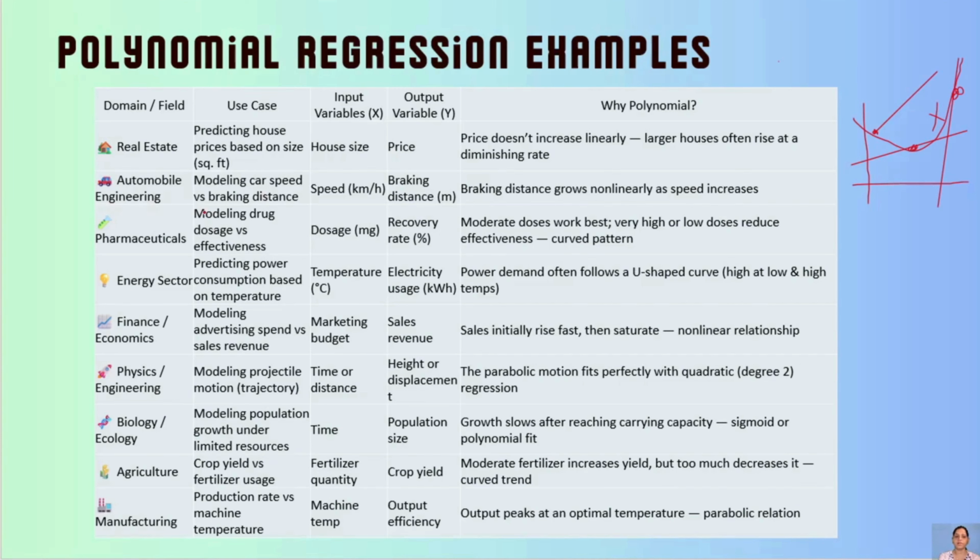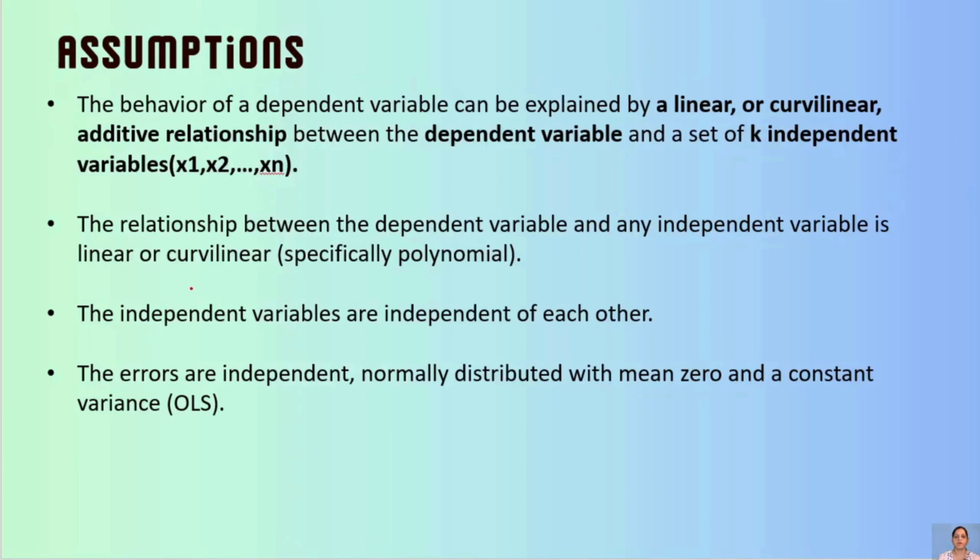Similarly, for automobile engineering cases, then for pharmaceuticals, then finance, and all these things where you are seeing the growth or the trend is changing non-linearly, then in that case we are considering polynomial regression. However, these can be solved with your multilinear or linear regression use cases, right? Then we have a few assumptions which you are considering when you are considering your polynomial regression.